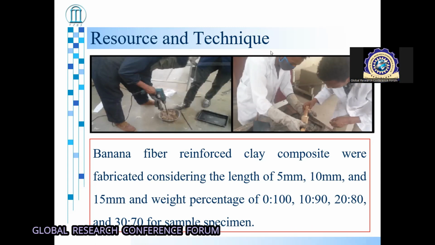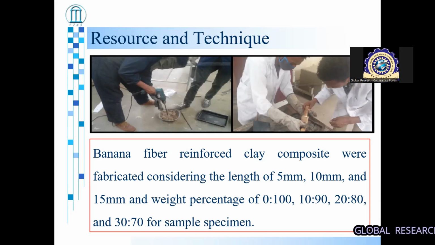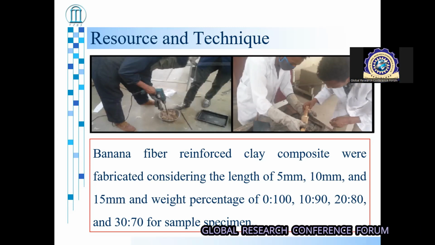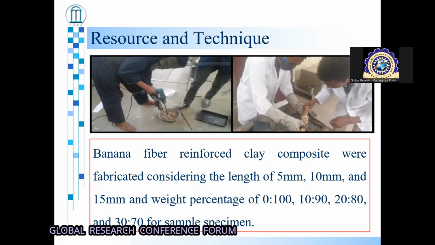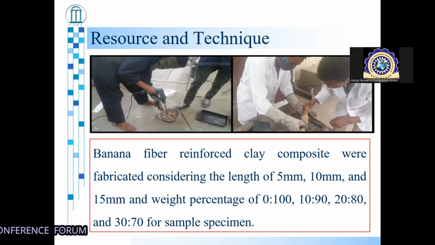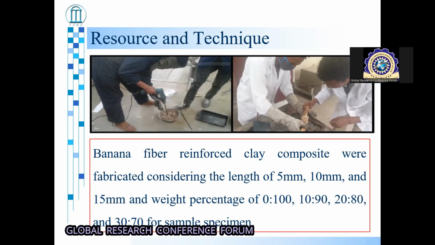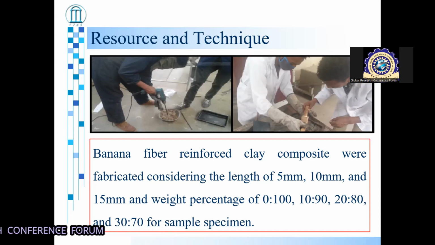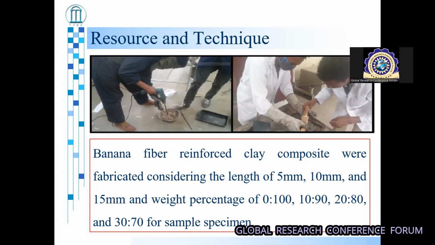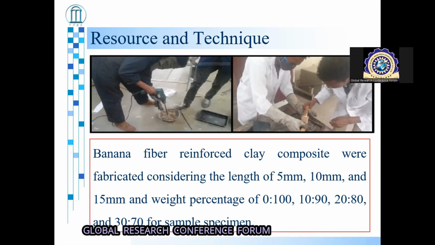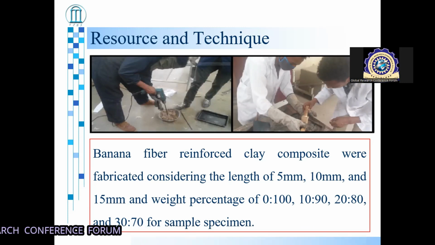And also when you see the water absorption of the fabricated composite of banana fiber and clay, we observe that when we have more clay, there is less absorption of water, and a moderate amount is recommended. Then we conclude that for the composite from the banana fiber, we have got a compression strength of 9.48 megapascal.